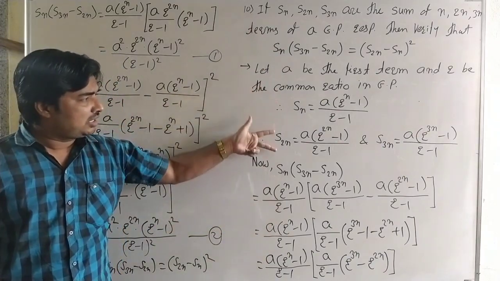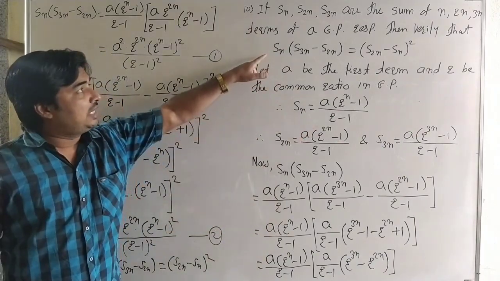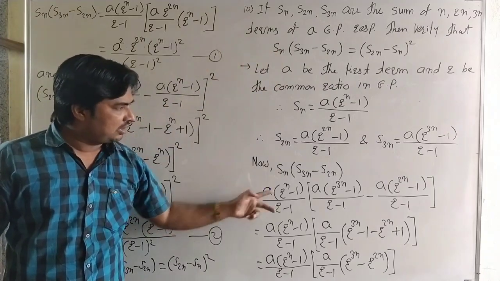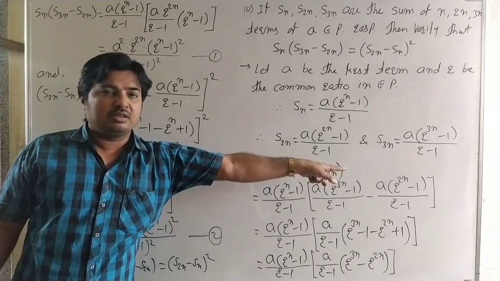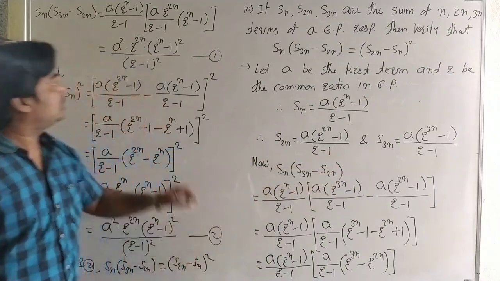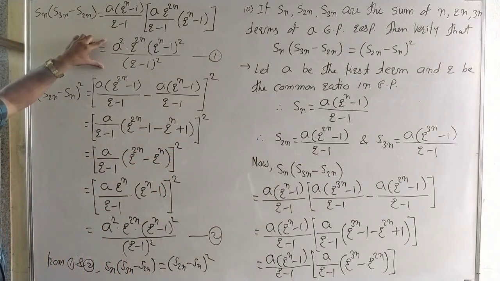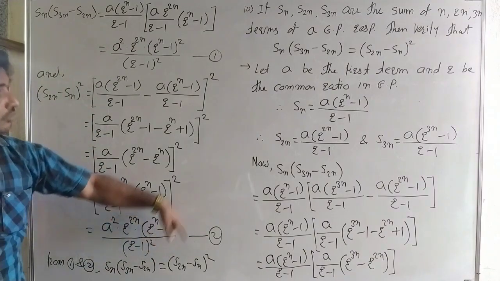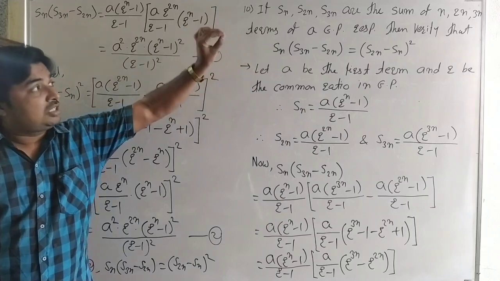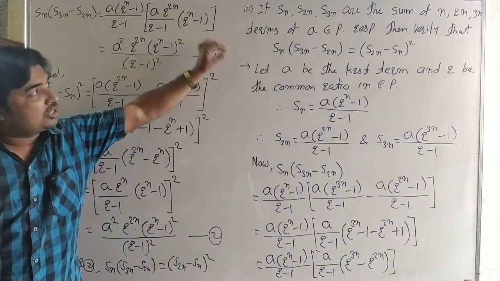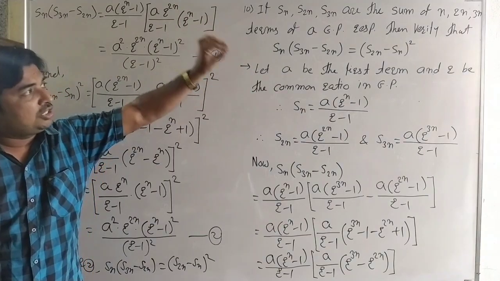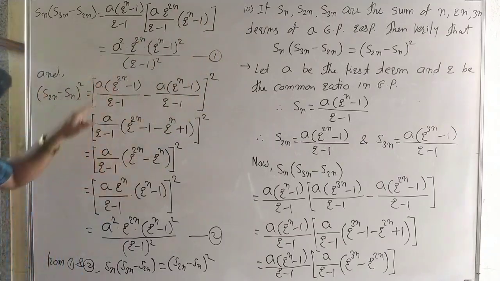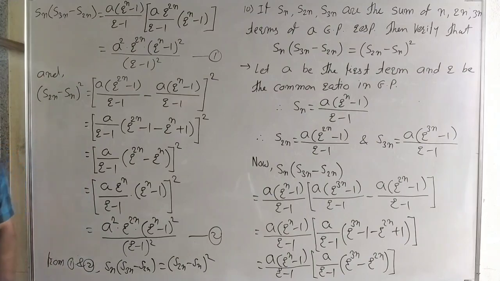See carefully the calculation. It is Sn, S2n, S3n. In the LHS, Sn into S3n minus S2n, and we take the calculation and get the value of this. It is the LHS, and it is the RHS, and both are the same. Therefore it is verified: Sn into S3n minus S2n is equal to S2n minus Sn whole square. See carefully the calculation.